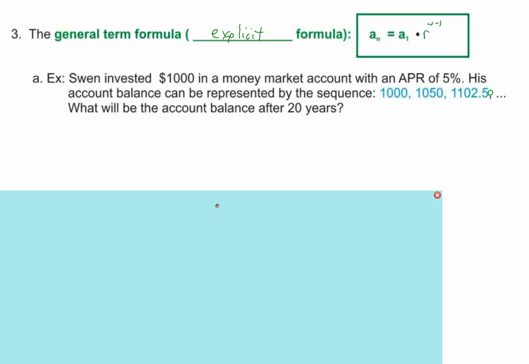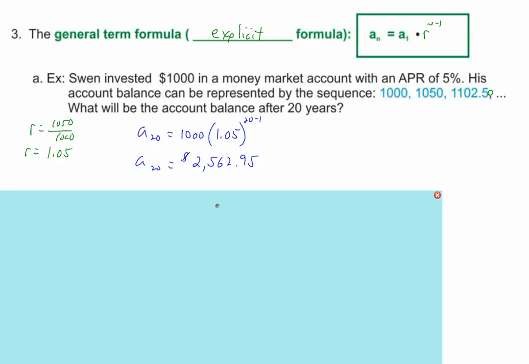Let's find the explicit formula. And to find the explicit formula, we need to find r. Once you have r, then you're going to find a sub 20, right? So go ahead and do that. Find r, and then use that formula to find a sub 20 for Sven, and you'll be golden.